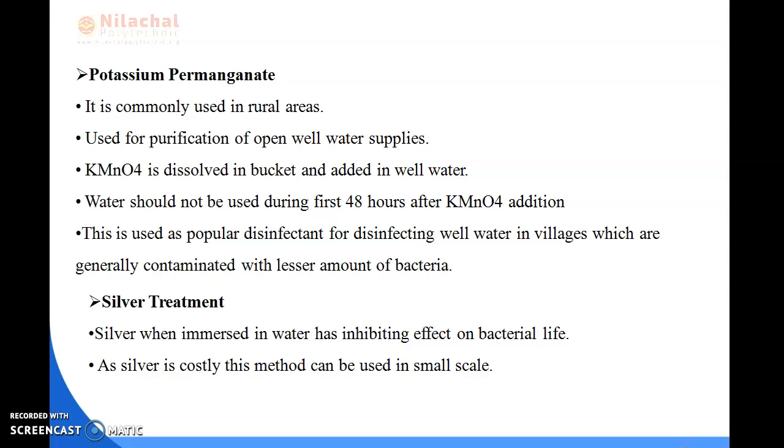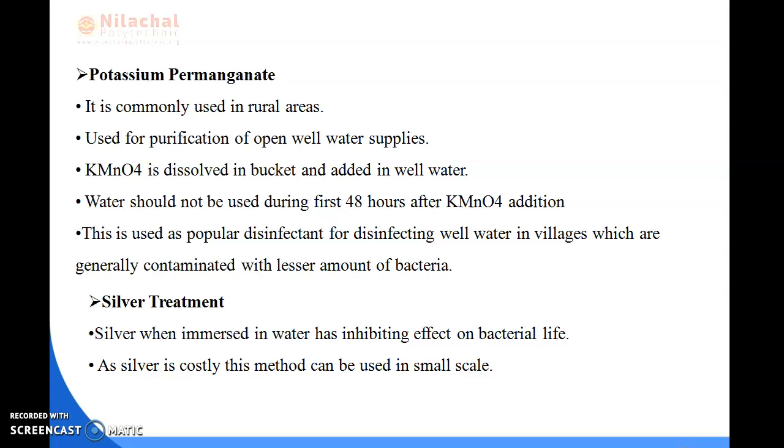This is used as a popular disinfectant for disinfecting the well water in villages which are generally contaminated with a lesser amount of bacteria. Potassium permanganate is one method for the disinfection of water, and it is mainly used in rural areas, or you can say in the villages. While we are adding this to the water, we will not use the water for 48 hours. Okay, and this is a popular disinfectant used in our villages which are generally contaminated with a lesser amount of bacteria.